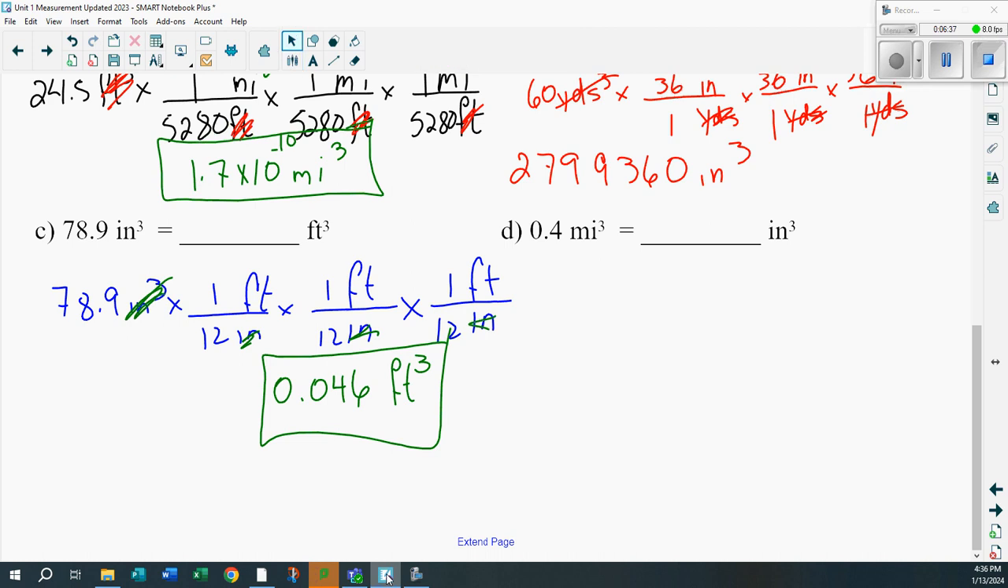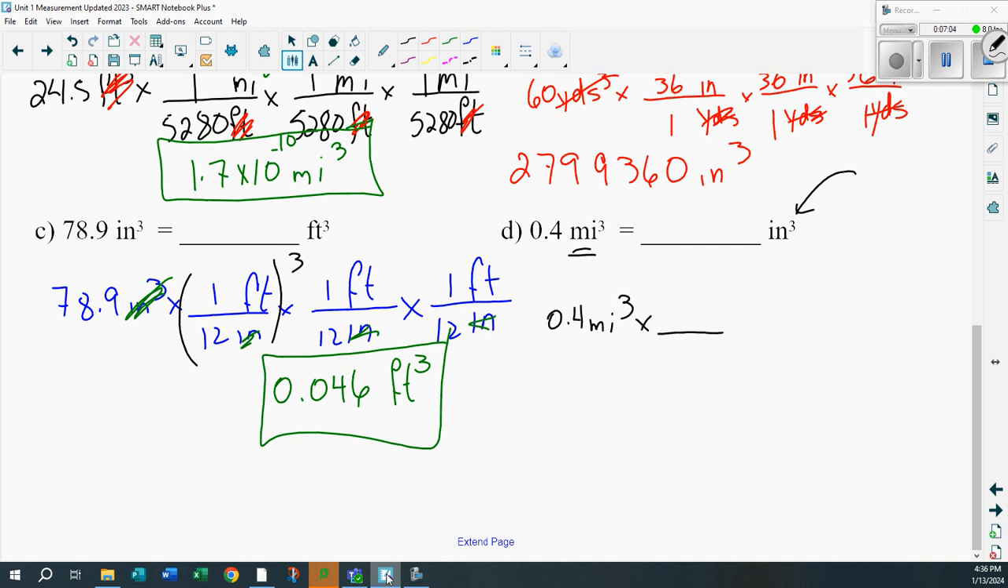All right, last but not least. Ooh, this will be interesting. 0.4 miles cubed, and we want to convert that into inches. This will be really interesting because you know that there's no direct change from mile into inches. So we have to do a go-between. So why don't we use this idea of cubing, okay? Let's use that idea, right?